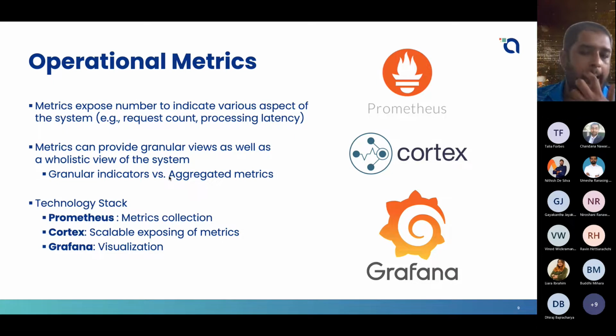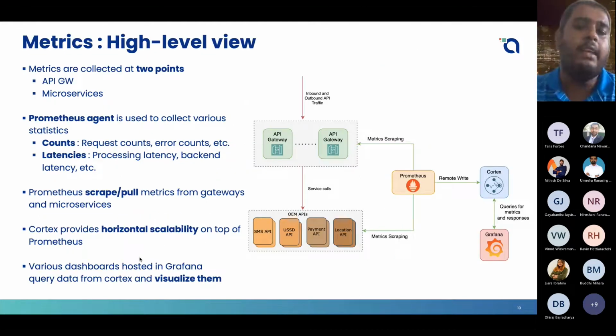Cortex is built on top of Prometheus, but the beauty of Cortex is that it provides scalability. You can plug Cortex into cloud storage, and data retention is virtually limitless. Its architecture also allows you to scale it horizontally. Then Grafana, as we all know, is for visualizing. One thing I forgot to mention is that we use Prometheus and Cortex for alerting as well, not just for collecting, processing and storing time series data. Grafana is used for visualization. So this is a very high level view of how this is implemented.